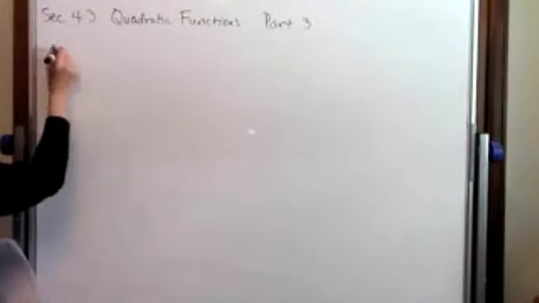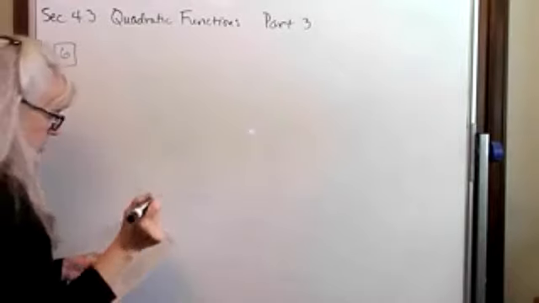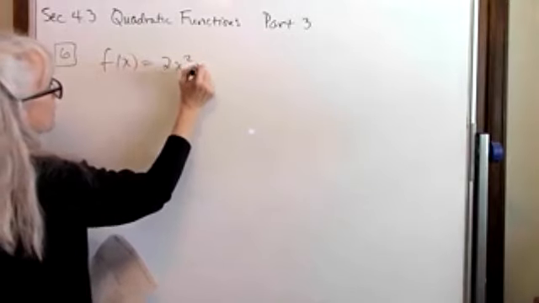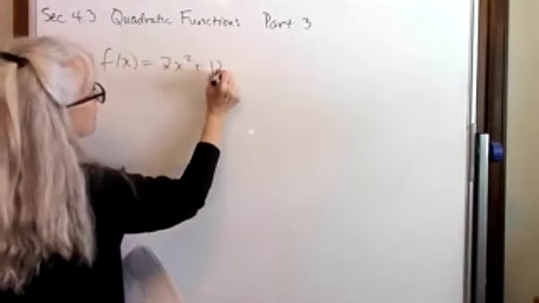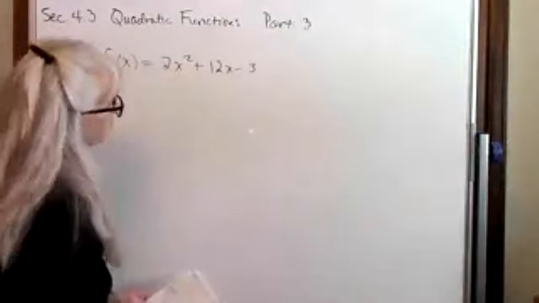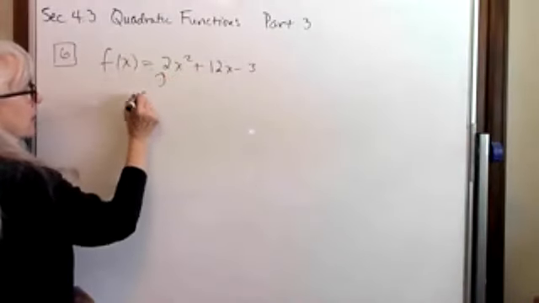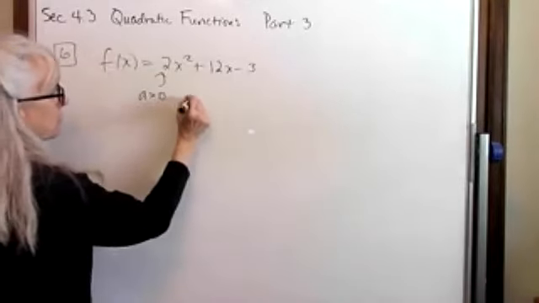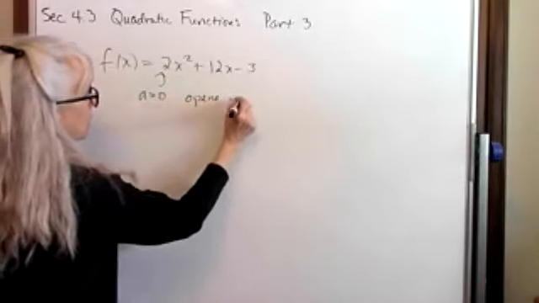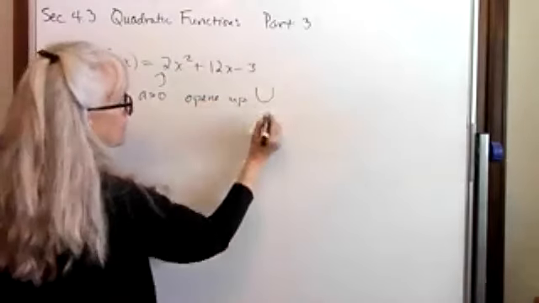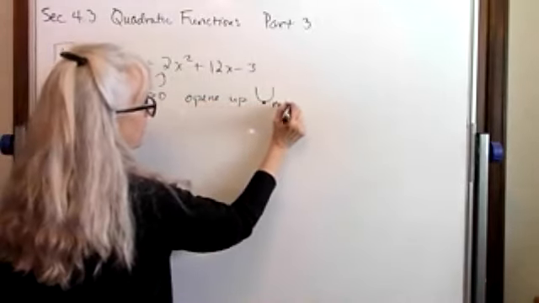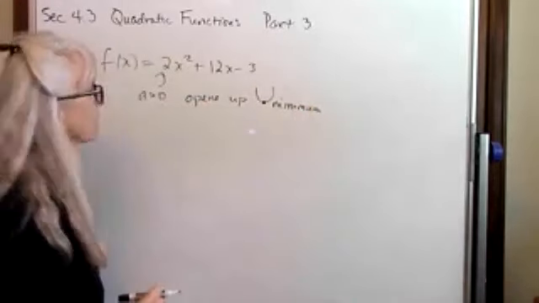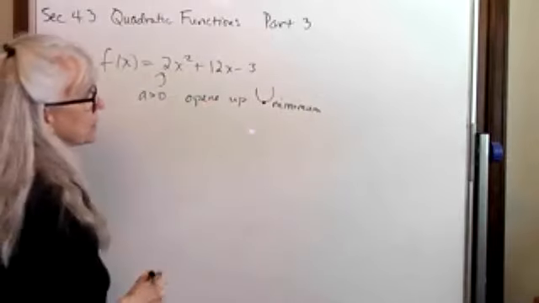So example 6, a quadratic function we're given this time is f of x is equal to 2x squared plus 12x minus 3. Okay, well, this is our a, and because a is positive, greater than 0, we know that it opens up. It is concave up. And because it's concave up, it looks like this. So this means we have a minimum. And you don't really need to write any of that out, but just to show you where that thought process is coming from. That 2 is positive, therefore it opens up and it has a minimum.